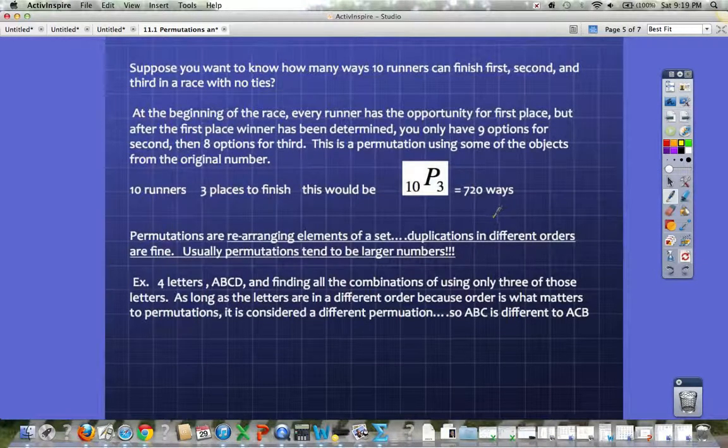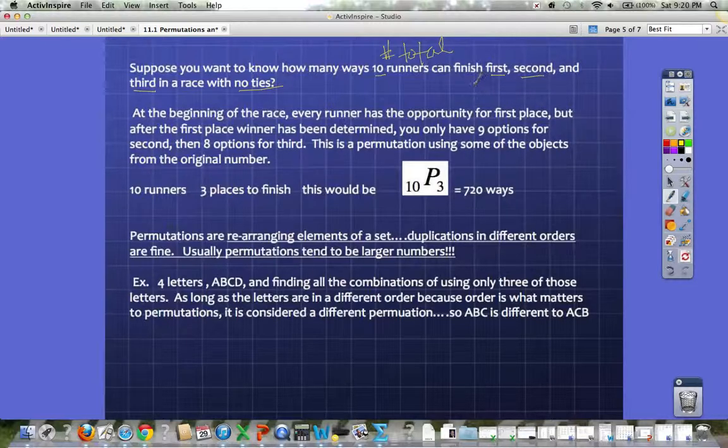Suppose, though, you want to know how many ways 10 runners can finish first, second, and third place in a race with no ties. We're going to be really picky. We're going to have 10 runners. That's the total number. We're only concerned with the first, second, and third places, so we don't care about fourth, fifth, sixth, or whatever. We only want to know about first, second, and third.